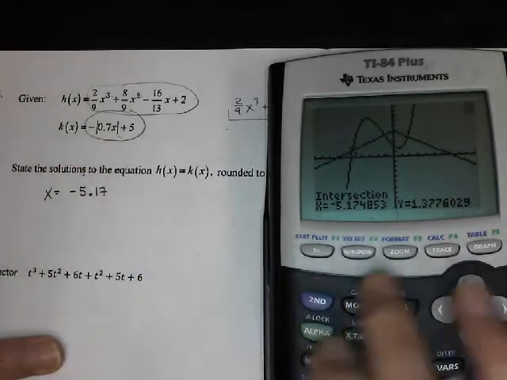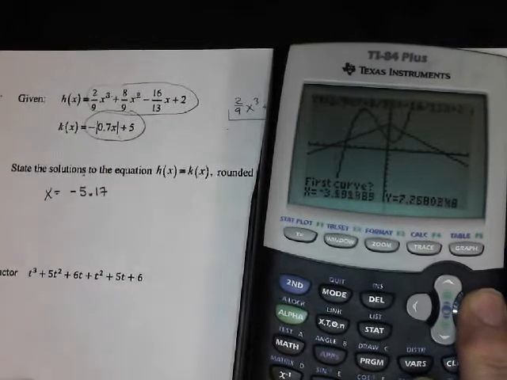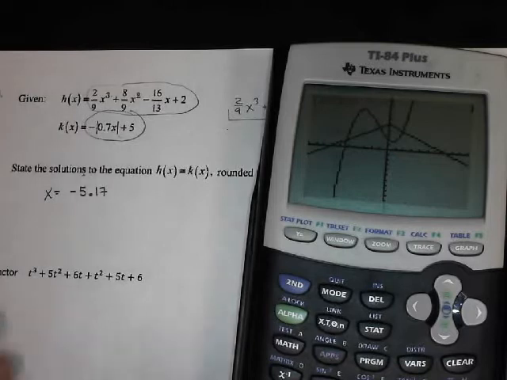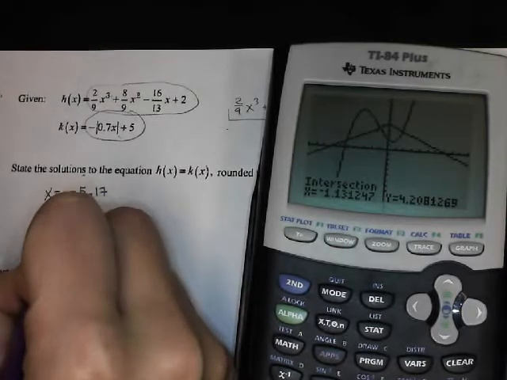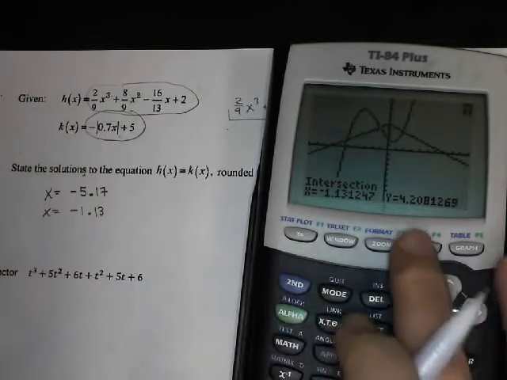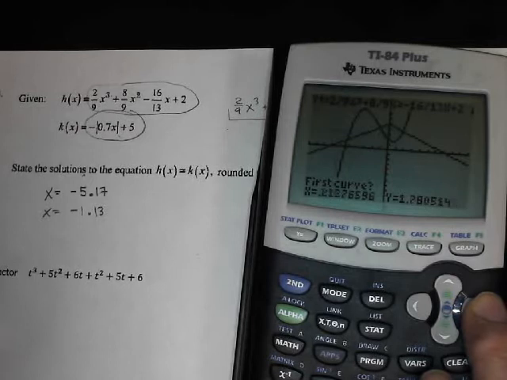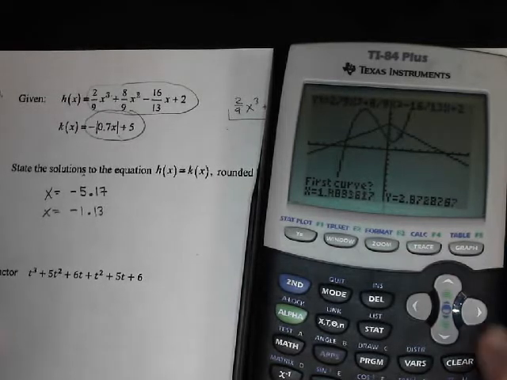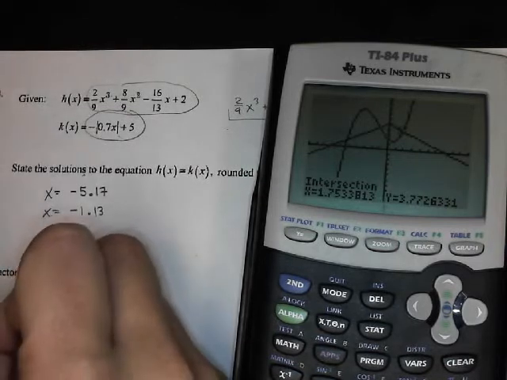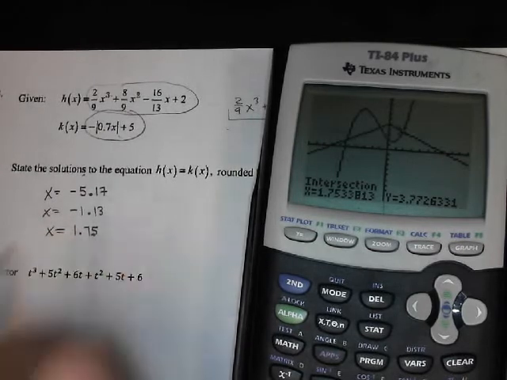And we do again, second trace, option 5 intersect, we go over here, enter, enter, enter. X could also equal negative 1.13. Second trace, intersect, and enter, enter, enter, and I get 1.75. And I'm done. That's just technology.